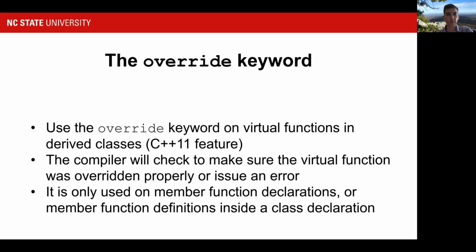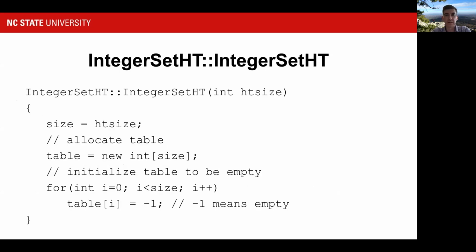Okay, the override keyword is a special keyword in C++11 that you apply to virtual functions in a derived class. The compiler checks them to make sure the virtual function was overridden properly, or otherwise issues a syntax error if it's not. This just helps us make sure that we are deriving our classes properly. So I encourage you to use this anywhere you have an overridden function. Okay, so let's take a look at the constructor.